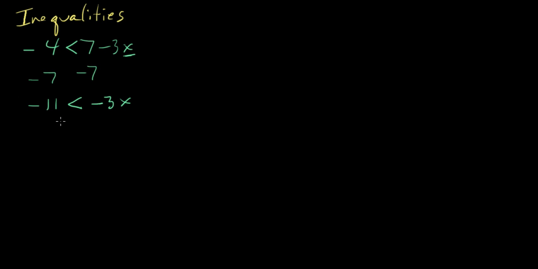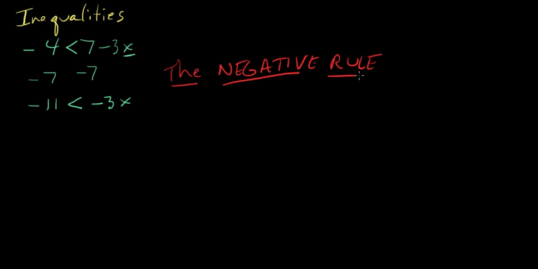Now we have this neat little thing called the negative rule. I'm going to make this in red so you remember it. The negative rule. Remember this. The negative rule says, real simply, that if you multiply, this is a multiply sign, or divide, that's a division sign, remember, a fraction is a division problem, so if you multiply or divide by a negative number, then you must reverse the sign.